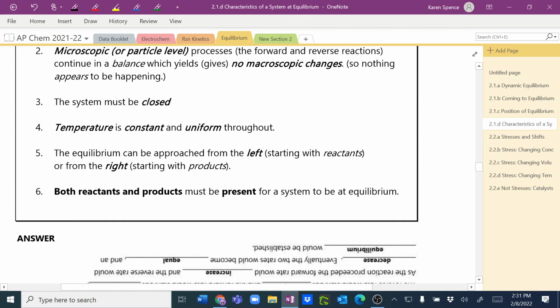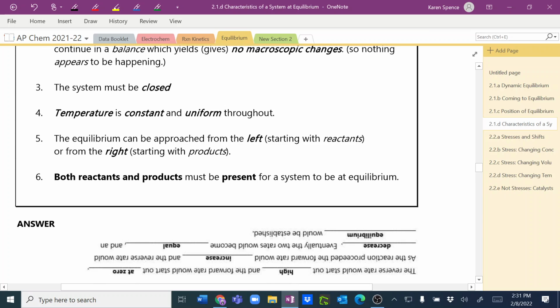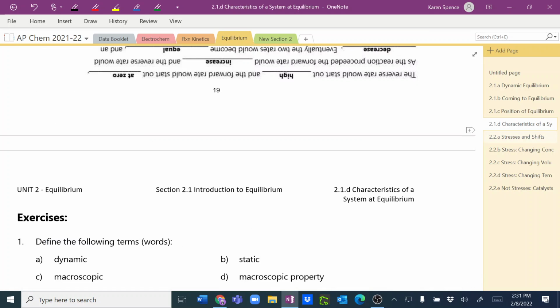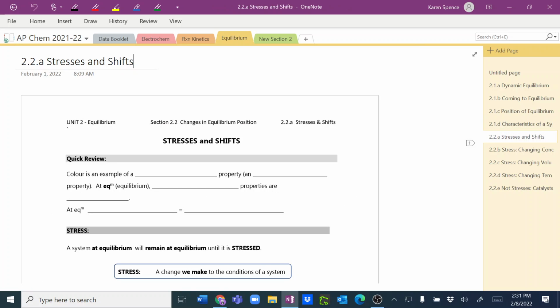Equilibrium can be approached from the left and from the right. And of course, you have to have both reactants and products present for a system to be at equilibrium. How would you have an equilibrium if you didn't have reactants or products? Okay, excellent. Some exercises on that. Moving on to 2.2.